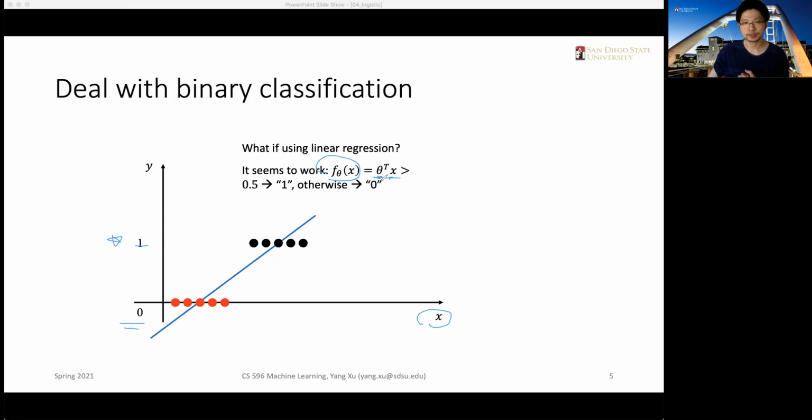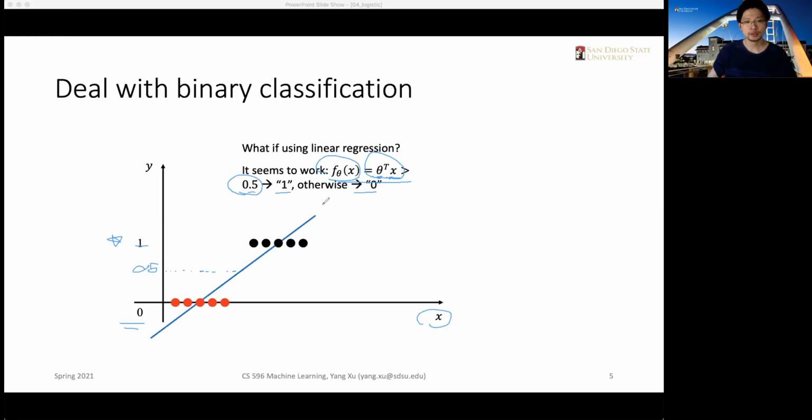For example, we can use a threshold of 0.5. If theta transpose times x is greater than 0.5, then we say it belongs to class 1. If it's below 0.5, then we say it belongs to class 0. It makes sense because 0.5 is somewhere between 0 and 1. It naturally makes sense to use the midpoint in terms of the y label as the threshold to make a separation of the data, to make a prediction.